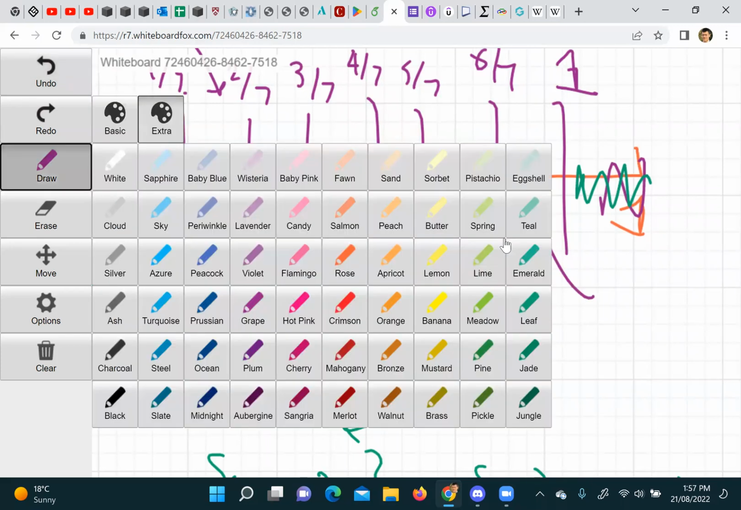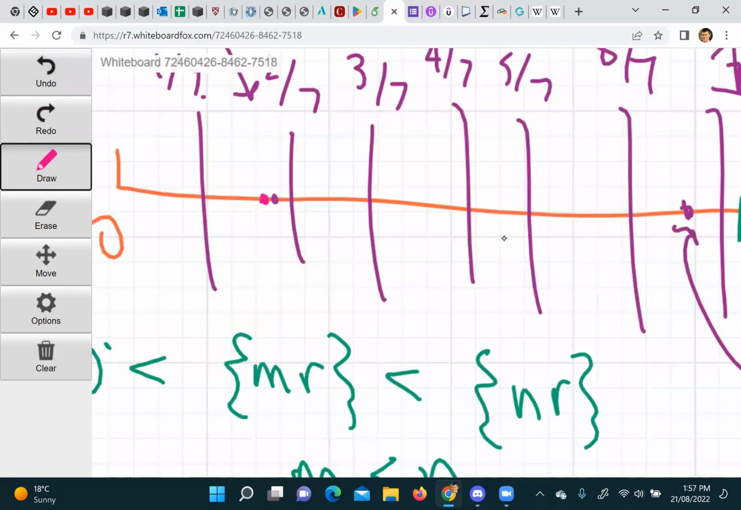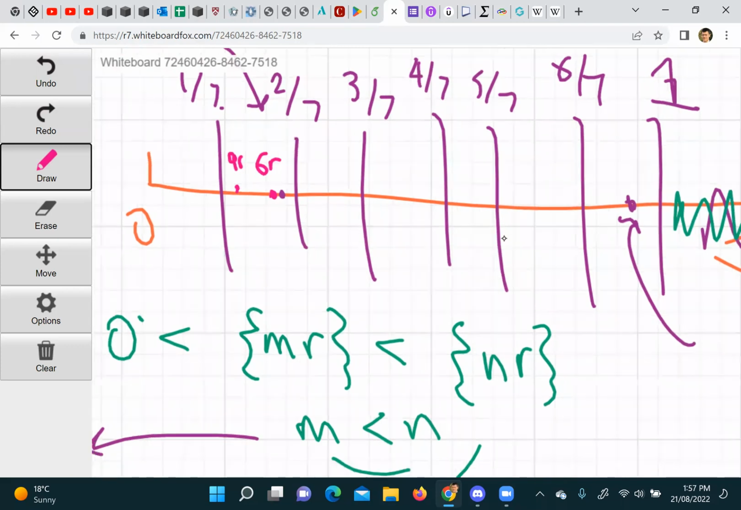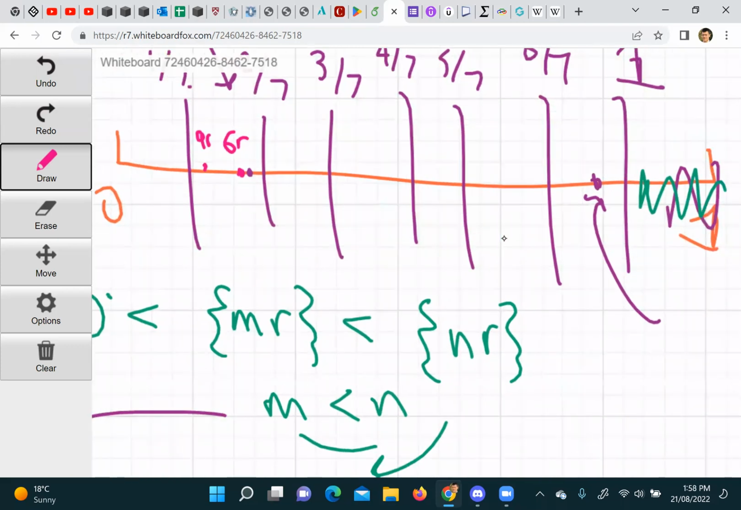Wait, let's do an example. Okay, so let's say this was 6. Let's say 6R was here and 9R was here. Then 3R will be somewhere here. Oh, the difference. But now, if you double it, 6R will be somewhere here maybe. Then 9R. Wait, hold on.